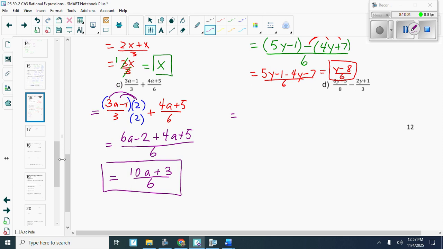I'm going to write my 8y minus 3 in brackets over 8. Okay, and I'm going to subtract. I'm just going to write it like this first. I'm just rewriting it.